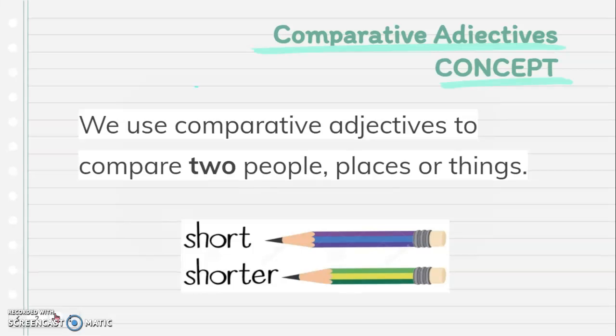When do we use comparative adjectives? Well, we use comparative adjectives to compare two people, two places, or two things. When we use comparative adjectives, we always need two things as a reference.